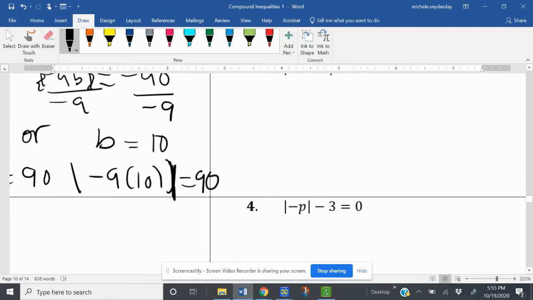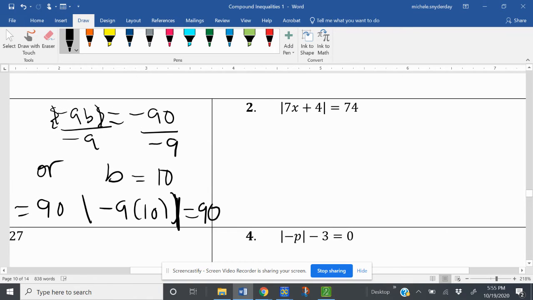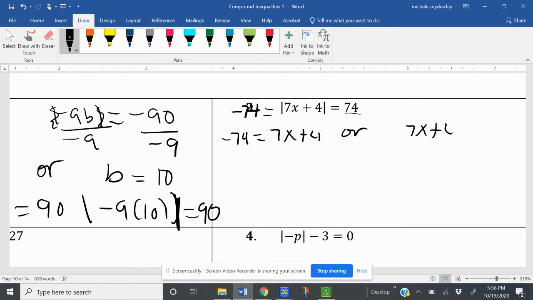Number 2, once again, there's nothing on the outside of these absolute value symbols. So we know that since it started off to equal a positive number, there could have been the off chance that it might have equaled a negative 74. So we've got two possible problems. We've got negative 74 equals 7x plus 4, or we've got 7x plus 4 equals 74, within the absolute value symbol. So just solve.